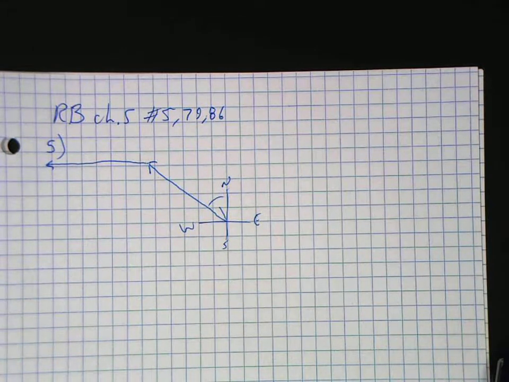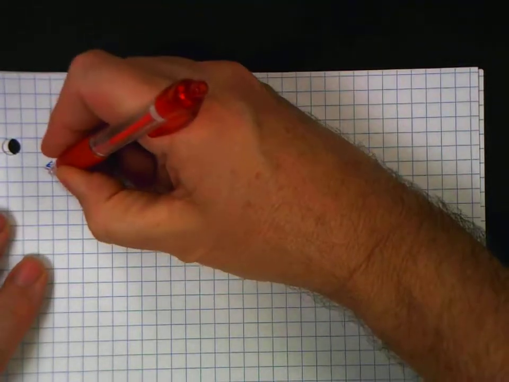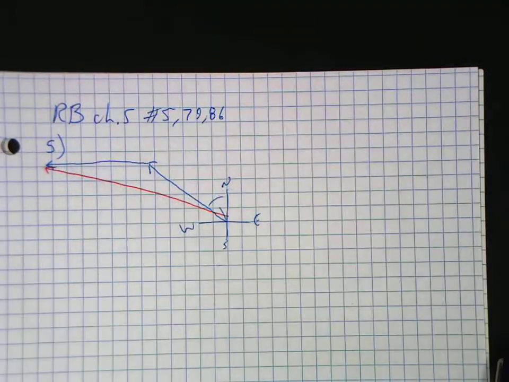What we are supposed to figure out, let me get another color, is his total displacement. In other words, a straight line that goes from the beginning over to there. And again, that was a very messy sketch. I did not get out a ruler. I did not get out a protractor.